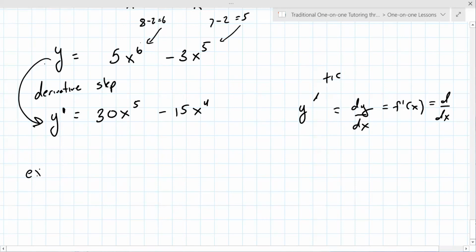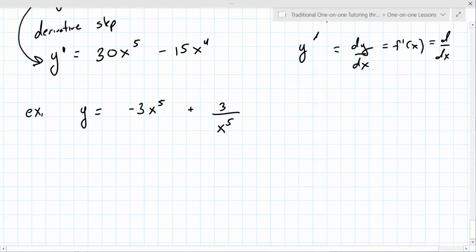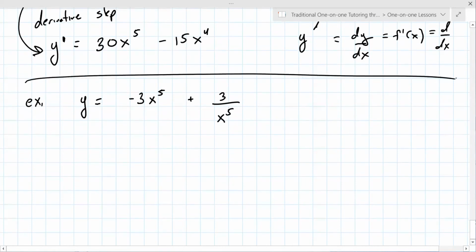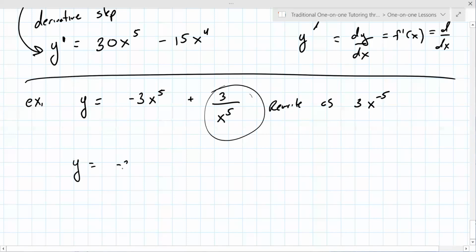All right, so let's do another example here. Let's go back to something more straightforward. Let's say it's minus 3x to the fifth plus 3 over x to the fifth. So there's no simplification needed, but you may want to rewrite this as 3x to the minus 5, because when you bring it up, it becomes a negative exponent. When it's in this form, this line, you can use the power rule.